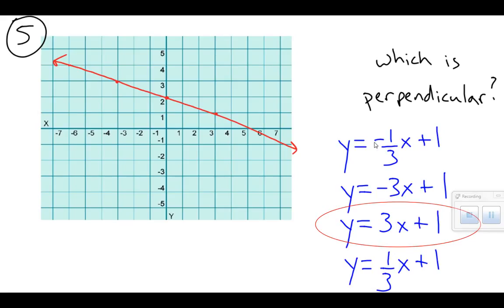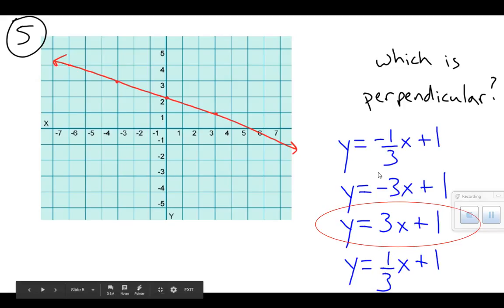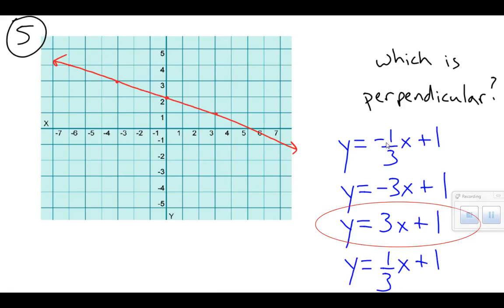But don't pick that because that's the same slope. Don't pick that because that's the same reciprocal, just flipping this, not doing the opposite. And then don't pick this because it's not the opposite of the slope. Be careful for that. It is negative reciprocal.